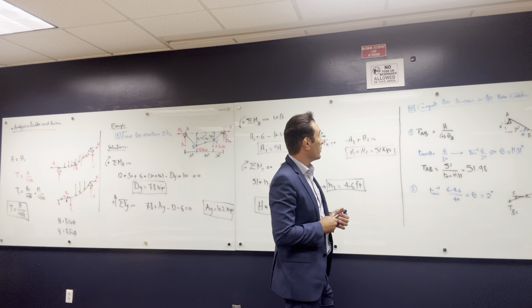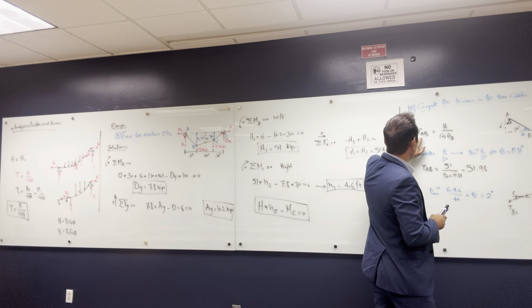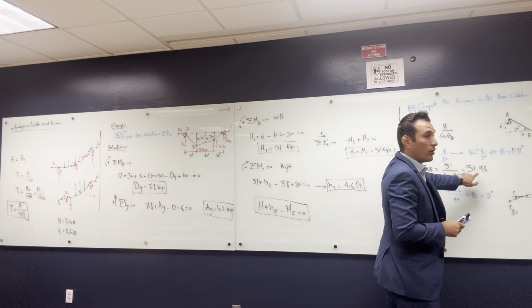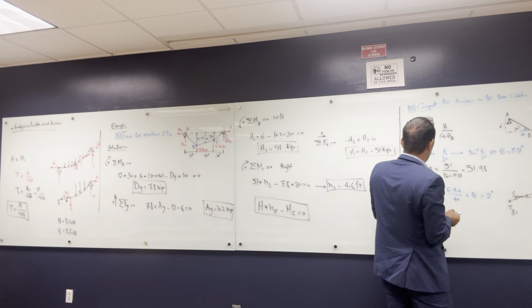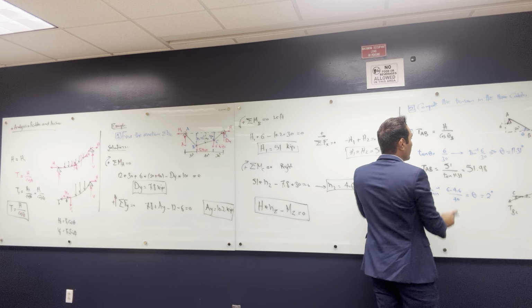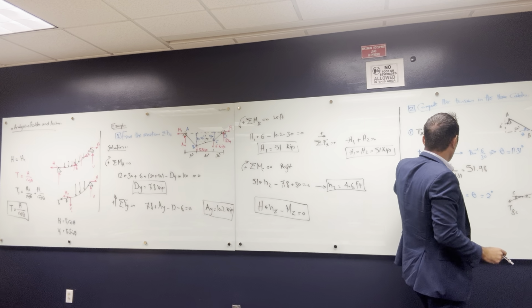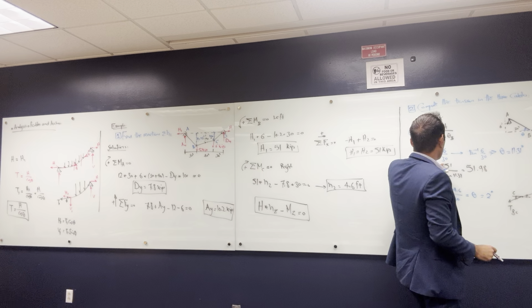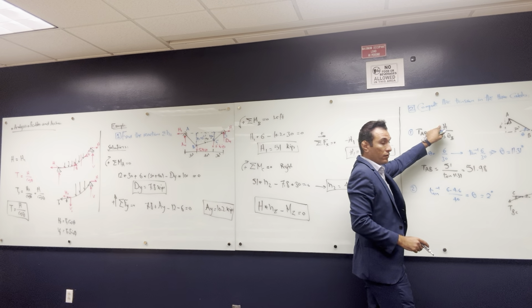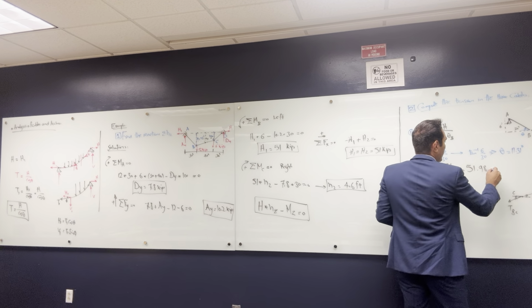TAB. When you solve for TAB, it was 51.986. Is that 5 feet or 6 feet? 6 feet. And then the bottom equation, the black one, 51. That was the horizontal force. Okay, so this is the case.